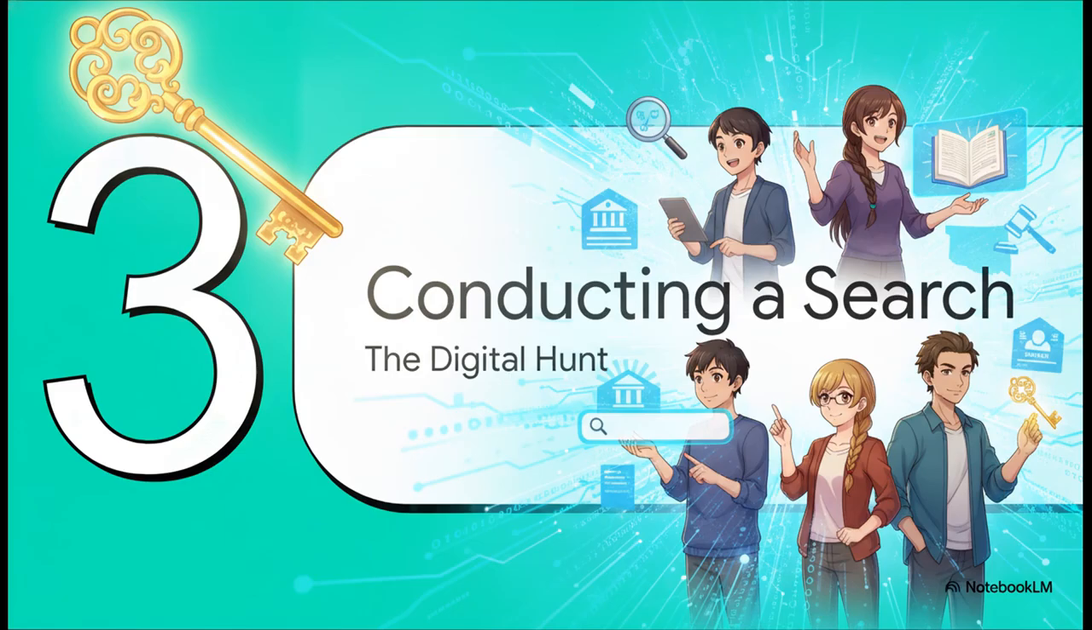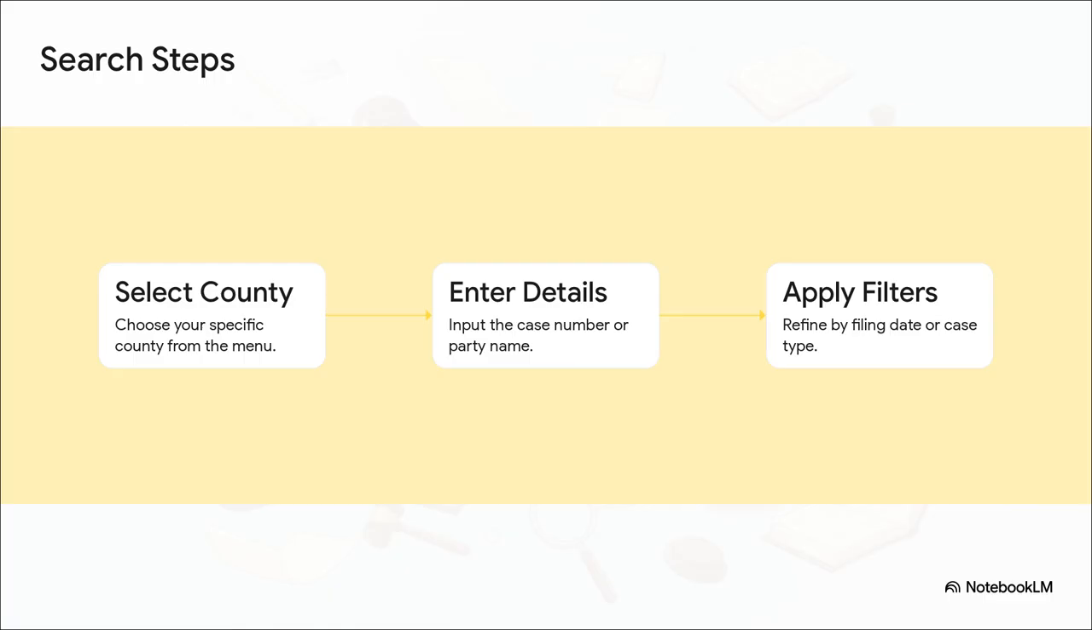Moving to Section 3, conducting a record search, the digital hunt. So, with our master key ready to go, searching on the OSCN docket page is basically just 3 simple steps, making it go from super intimidating to incredibly achievable.